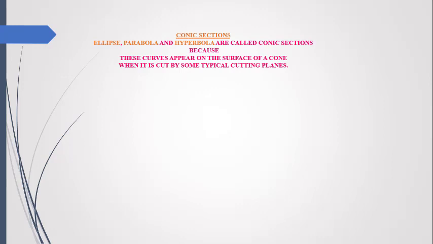First of all, we will see what a conic section is. Ellipse, parabola, and hyperbola are called conic sections. These are known as the conic sections, that is parabola, ellipse, and hyperbola, because these curves appear on the surface of a cone when it is cut by some typical cutting planes. This sentence says that when a cone is cut by some typical planes, it gives us different shapes, that is ellipse, or it might be parabola, or it might be a hyperbola. Let's see how it gives us these different conic sections.